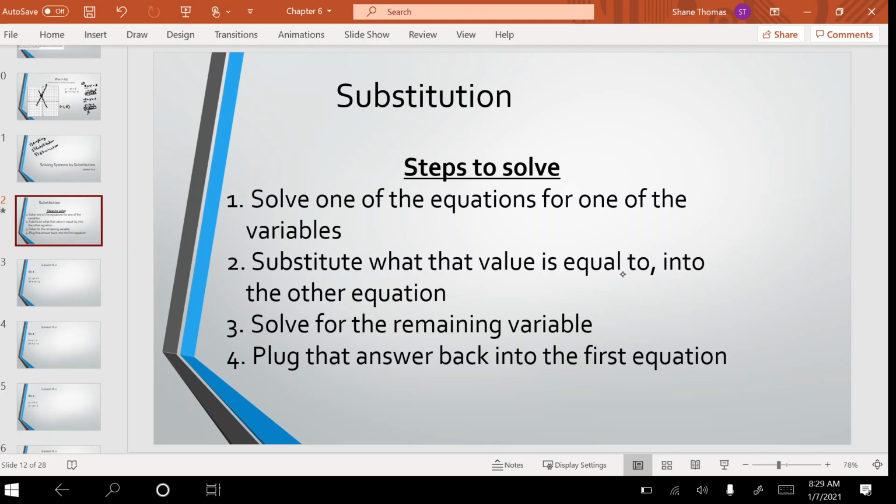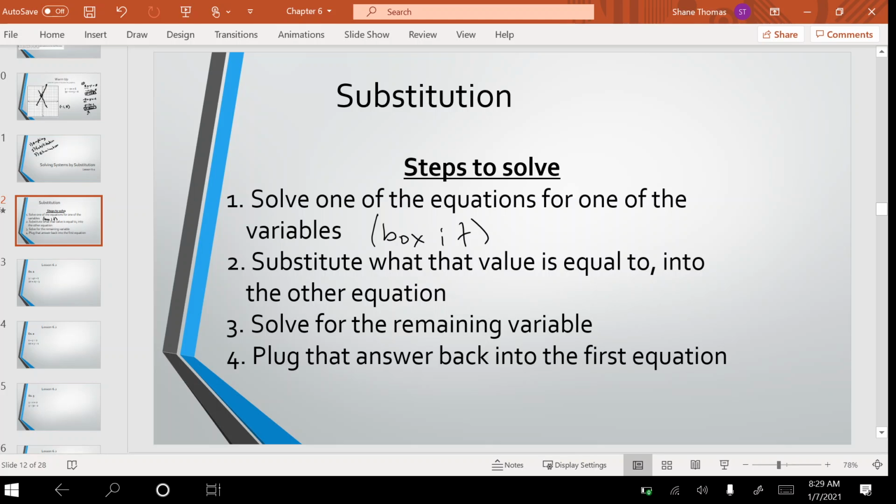With substitution, we're just going back to our algebra days, solving some problems. I would write these down. Here are your steps to solve using substitution. First, solve one of the equations for one of the variables, and I'm going to say box it. That's my way to remember it; you'll see that here in a minute. Second, substitute what that value is equal to into the other equation, and solve for the remaining variable.